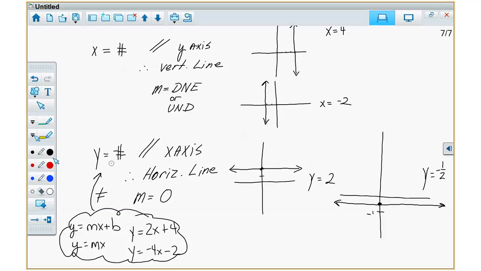If y is equal to a number by itself, no x's, no b's, no anything, then it's a horizontal line. If x is equal to just a number by itself, no y's, no anything, it's a vertical line. So this is not this. This is just y is equal to a number. This is what the first couple of pages of notes were on, pages 1 through 3. This page is just what if y is equal to a number and x is equal to a number. And that's what it is.